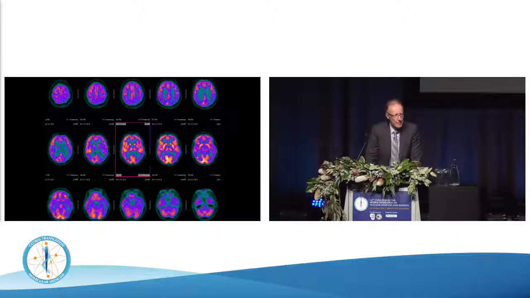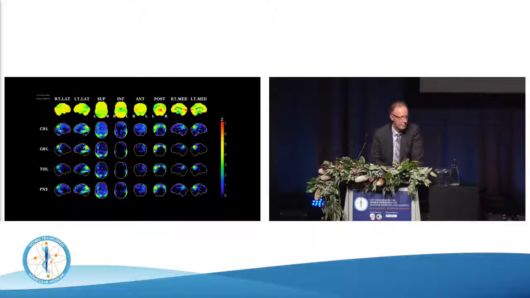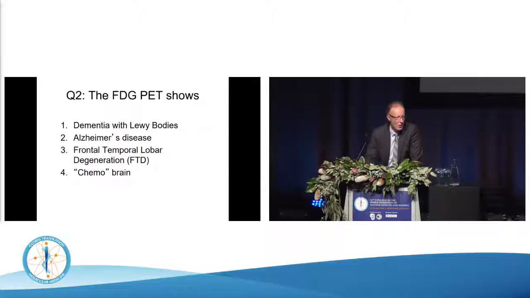An FDG PET was done. I'll show you the PET, then I'll show you the neurostat, and then we'll ask some questions. So have a look at the PET. Here's the neurostat. What does the PET show? Who thinks it shows dementia with Lewy bodies? Who thinks it shows Alzheimer's disease? Who thinks it shows frontotemporal lobe degeneration, or FTD? Who thinks it shows chemo brain?